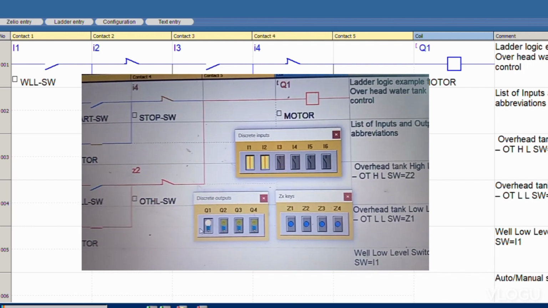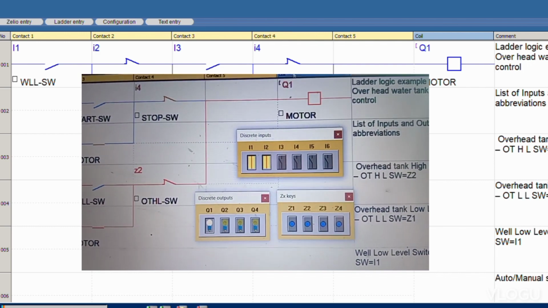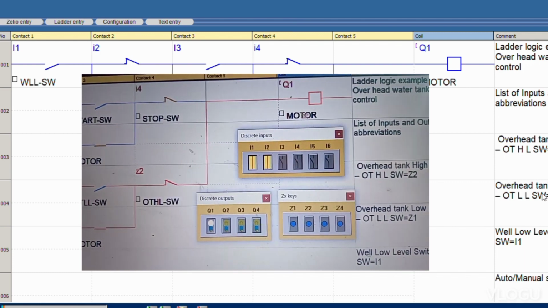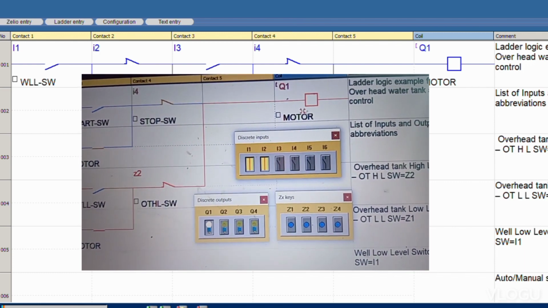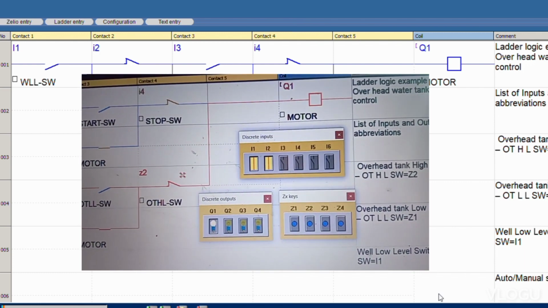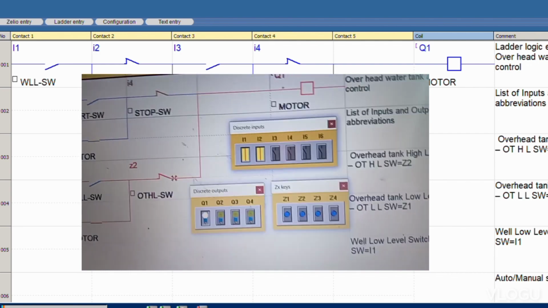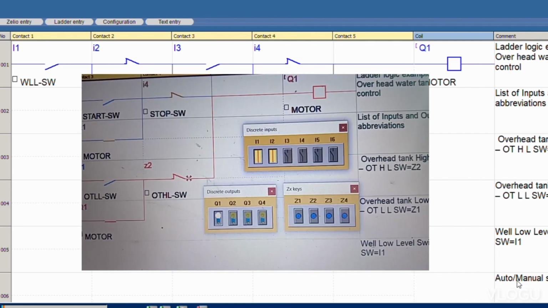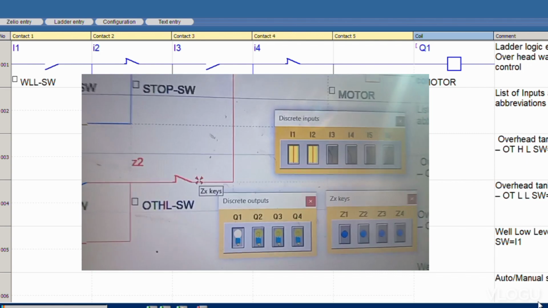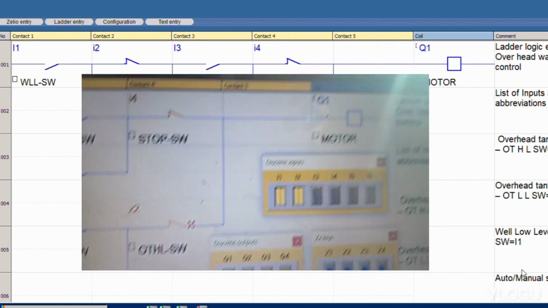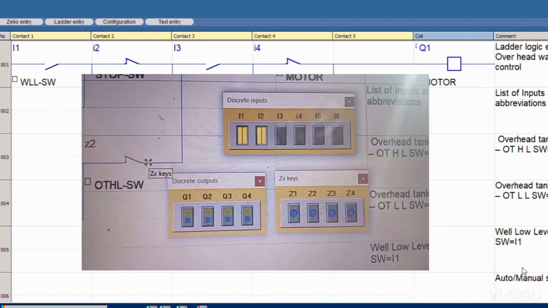Now Q1 is on, that means the motor is on. After that, the motor fills the tank. Tank full. After the tank is full, it automatically stops. Q1 also stops.